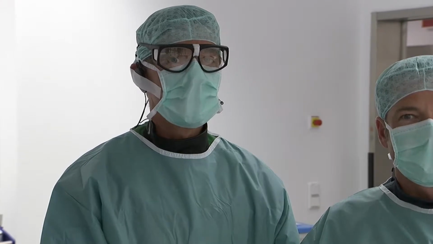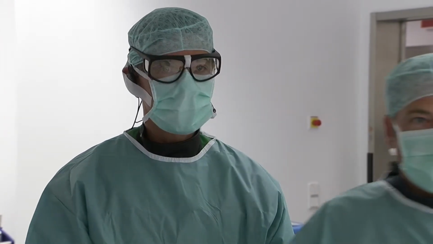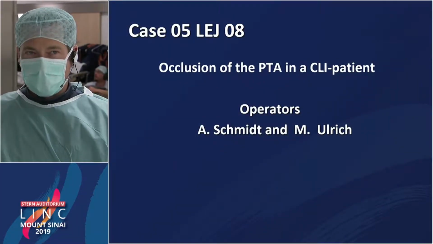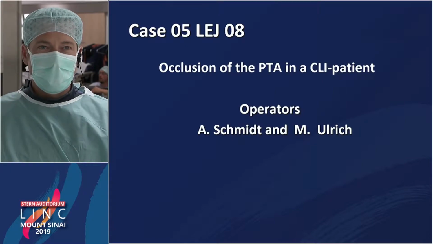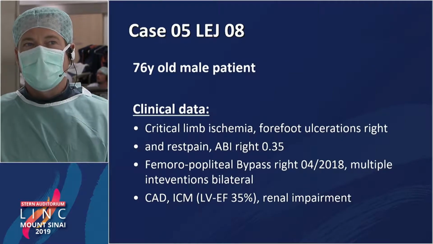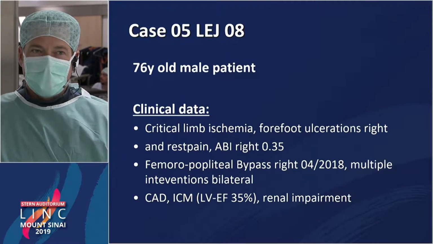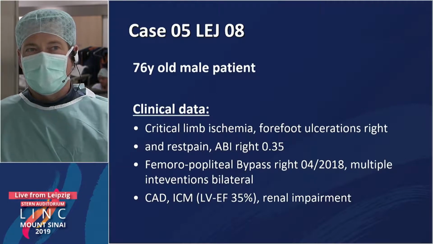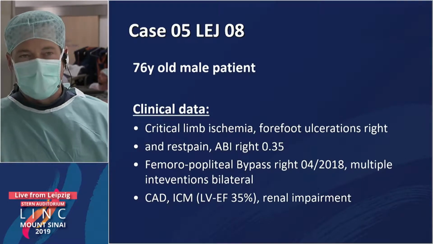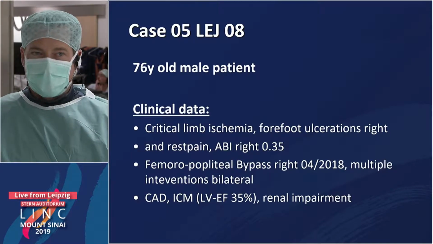Okay, we right away start with our case. Maybe Matthias, can you? Of course, yes. So we have occlusion of the posterior tibial artery, critical limb ischemia. Next slide. Forefoot ulceration right side, rest pain, ABI very low, 0.3. He had a femoral popliteal bypass on the right side. The deep femoral artery right side is occluded. However, the bypass is running down very well. It's open. And he also had some interventions on the left side.